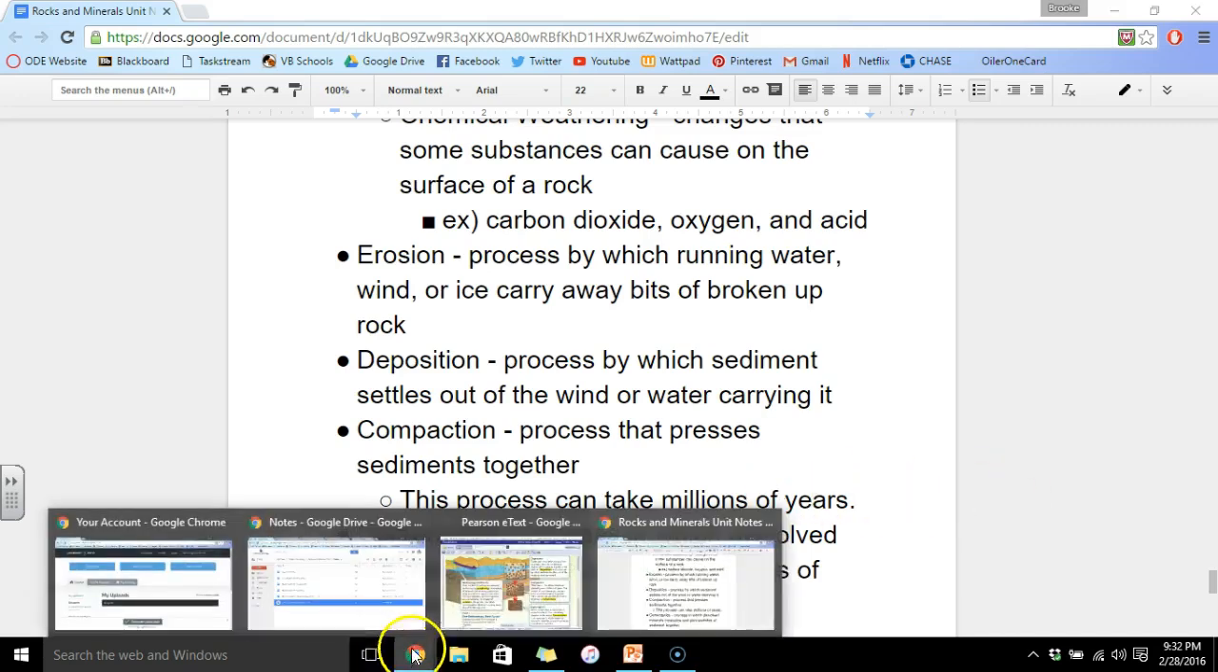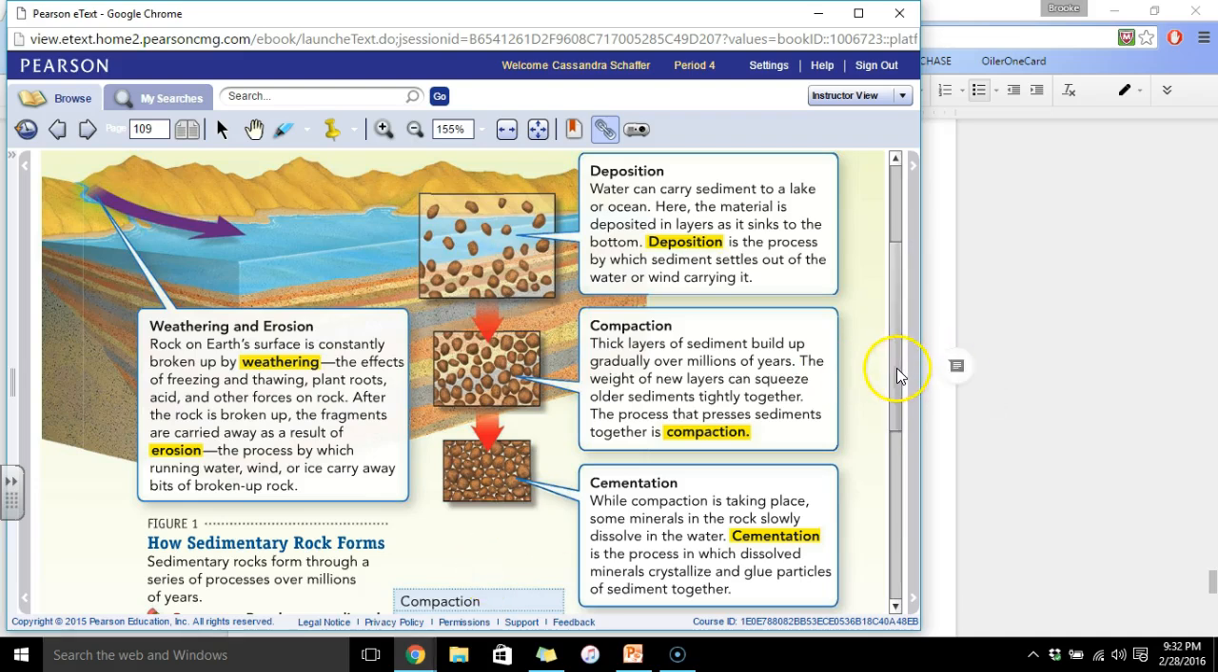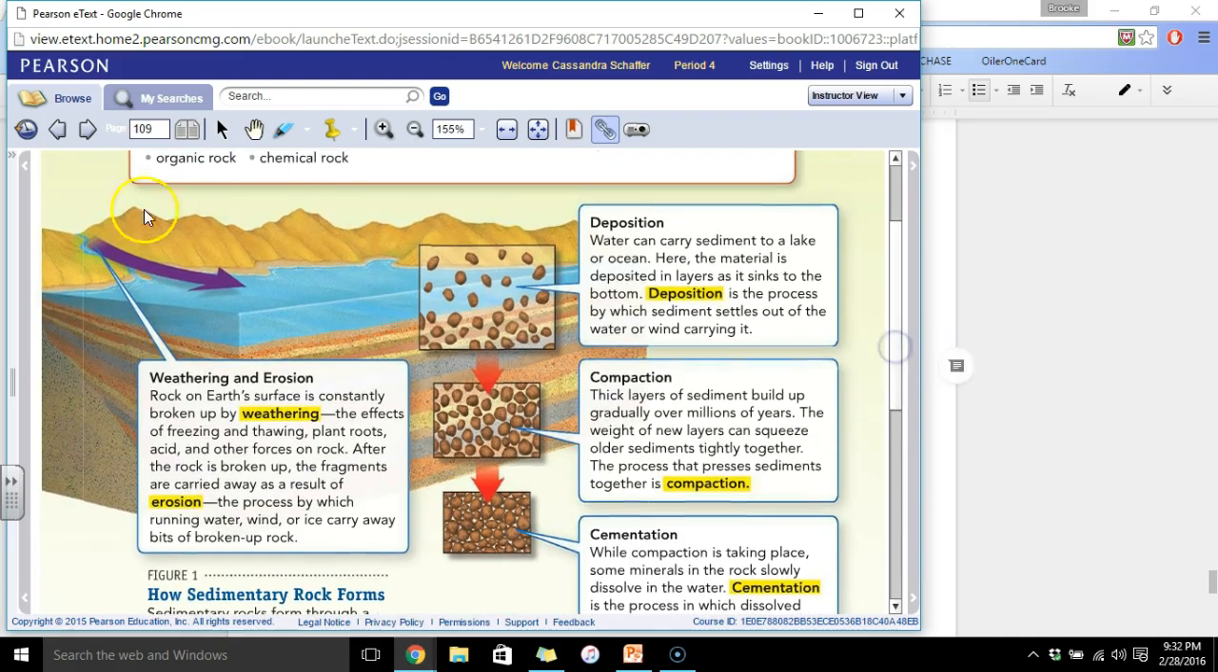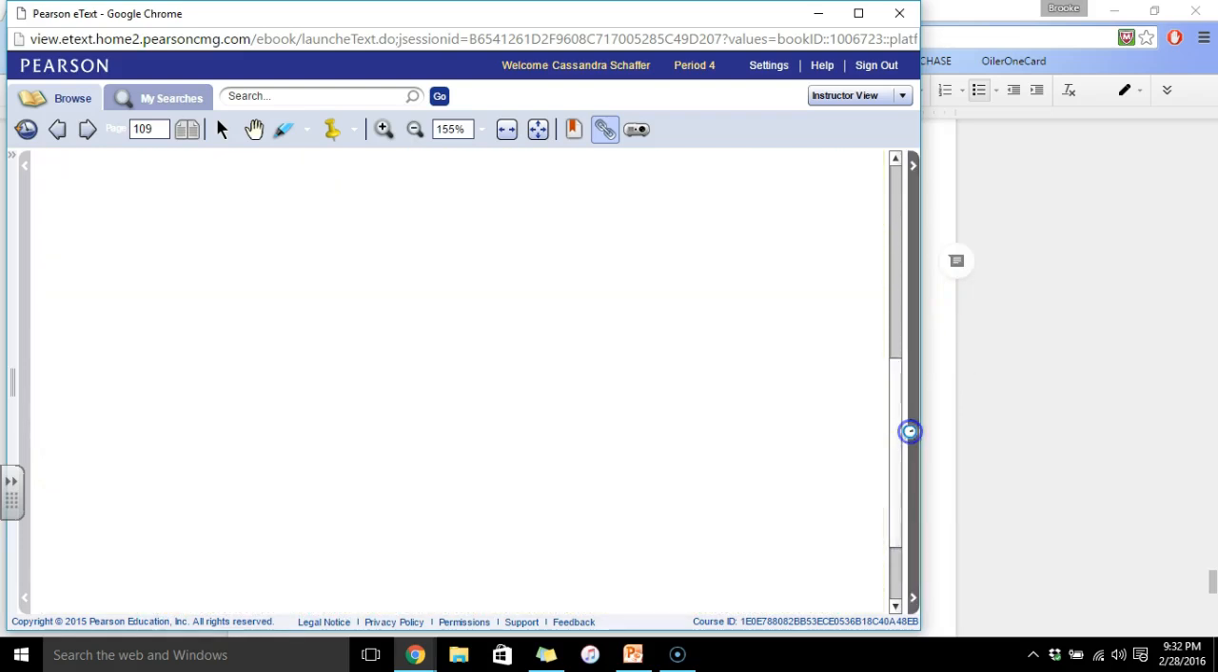So, that is the end of this reading. I want you to make sure that you're looking at this diagram here, because you will see this diagram come up again. Make sure you know where weathering and erosion is happening, what deposition looks like, what compaction looks like, and what cementation looks like.